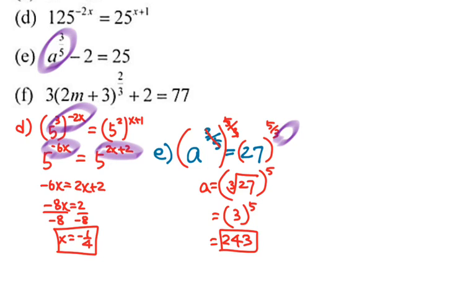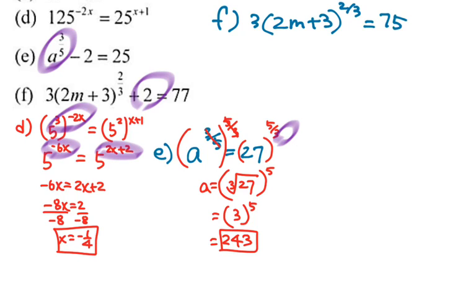Okay, let's go for number F. This question seems a little bit more complex than before, but we'll try to do it one more time together. And just like earlier in question E, we have to get rid of this 2 first by subtracting 2 from both sides. So I'm copying everything except 2. It must be equal to 75, because we subtracted 2 from both sides.